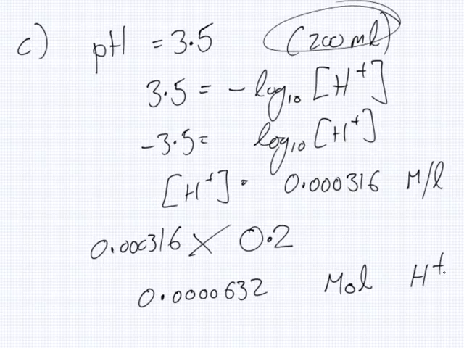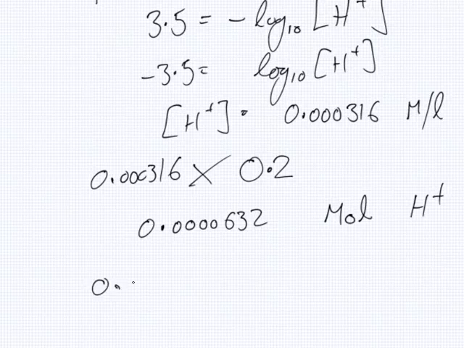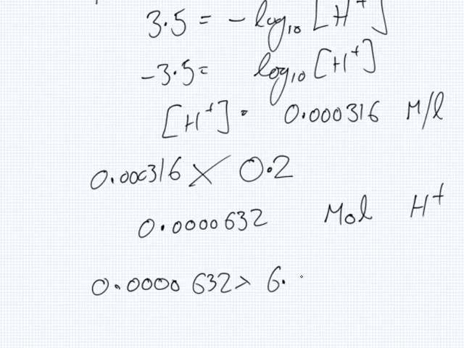But still, that's not what I wanted. My question was, how many? So I need to multiply by Avogadro's number at the end to finish this. So I take my answer, and Avogadro's number is 6.023, like this. I'm just going to say 6 times 10 to the 23.